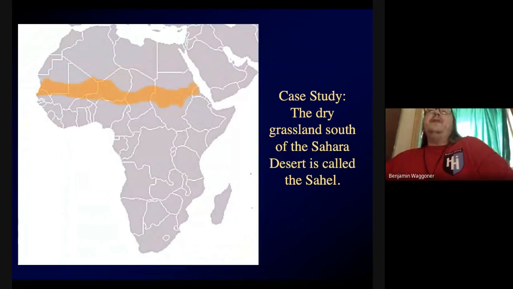Northern Africa, much of it is taken up by the Sahara Desert. South of the Sahara Desert, shown in orange, you have a belt of still dry but not actually desert land called the Sahel, extending from Mauritania in the west all the way over to Sudan and Eritrea and Ethiopia in the east. That orange-colored band of grasslands is called the Sahel.